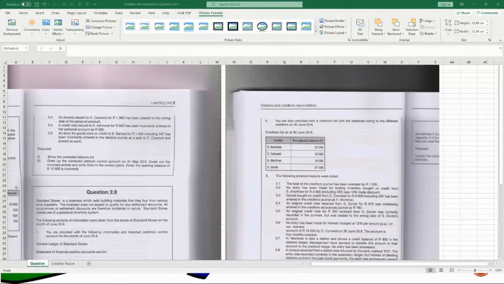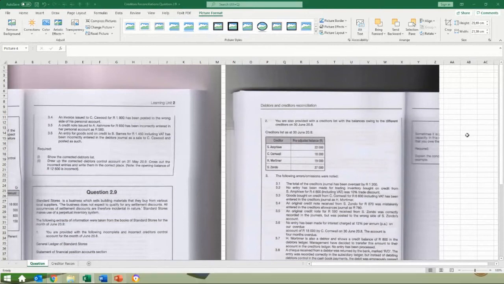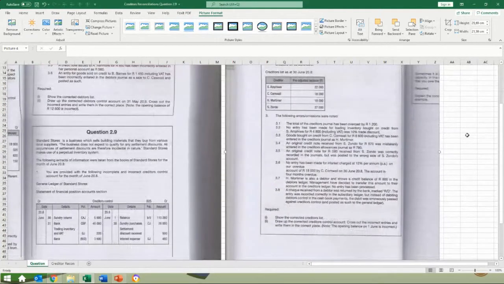Okay, everyone. So let's quickly have a look at question 2.9. Okay, so for the guys that have the old textbooks, I've just put a scanned copy of it on the Excel file so that you guys also can make sure that it's exactly the same information.